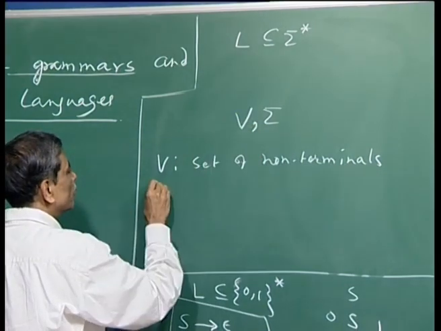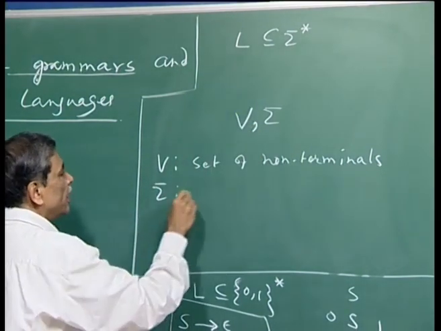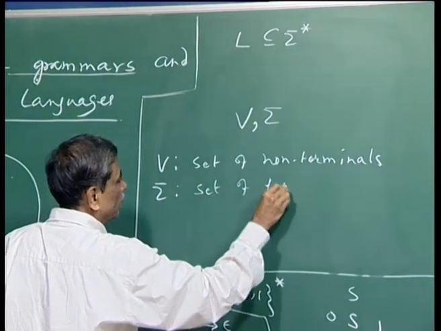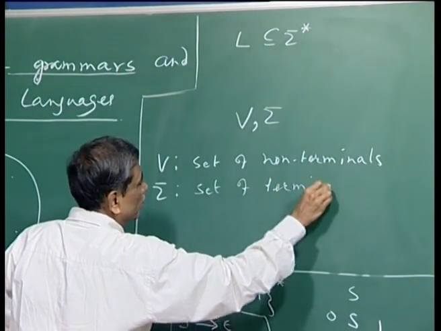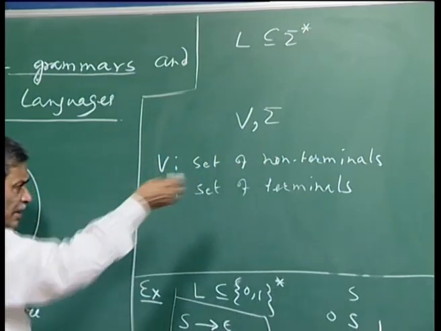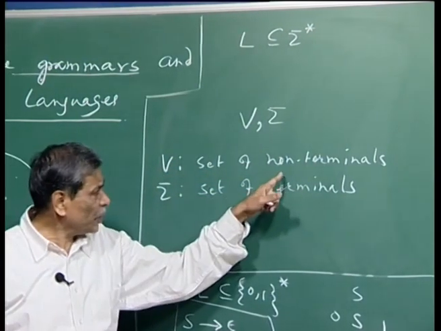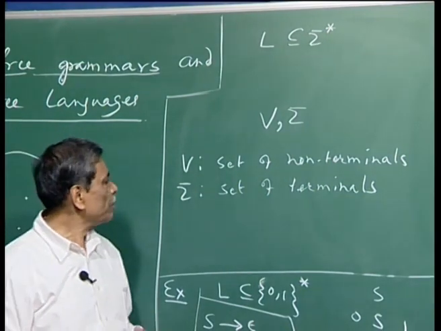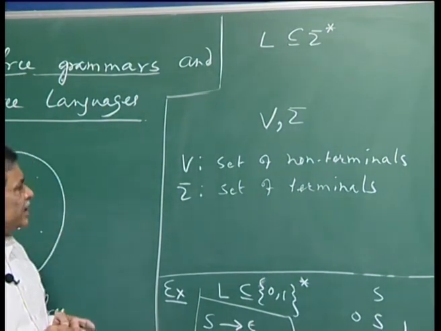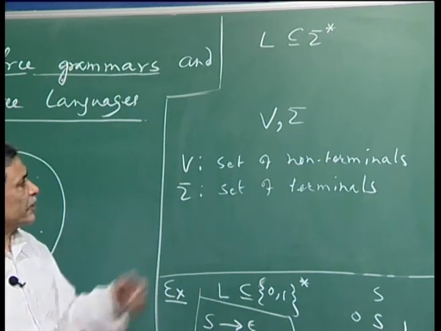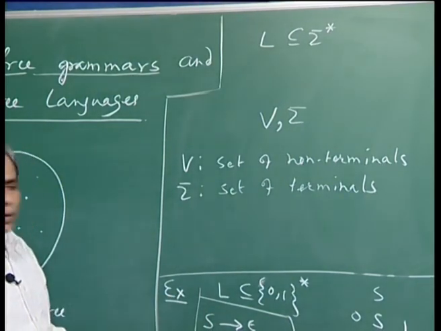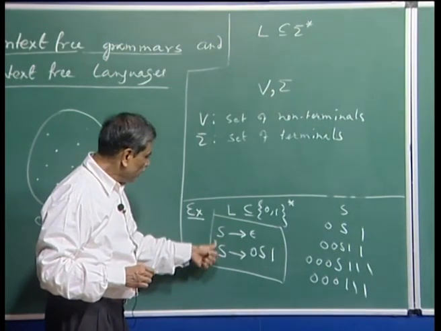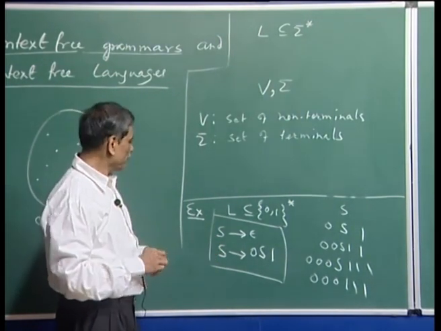And this sigma is, of course, let me say it, a set of terminals. We will see immediately, a little later, why we are using this terminology, terminal and non-terminal. Besides these two sets of symbols, we also have some rules of rewriting.